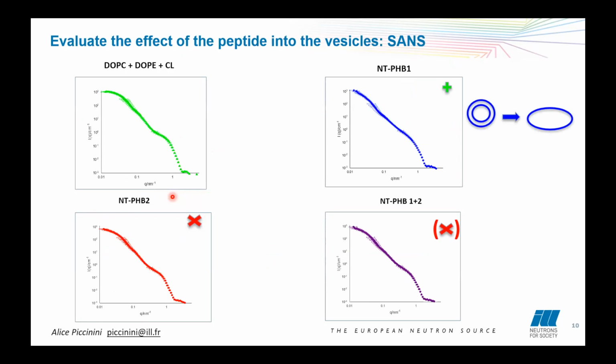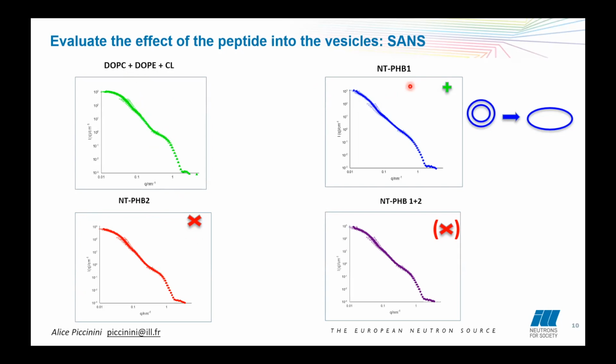And now I have performed some SANS experiments, as I said, in order to verify if what we saw at the interface was reproducible in the bulk. So the system that I'm showing is the OPC, the OPE with cardiolipin, and this is the scattering profile that I have with the lipid alone. And then I have added peptide.